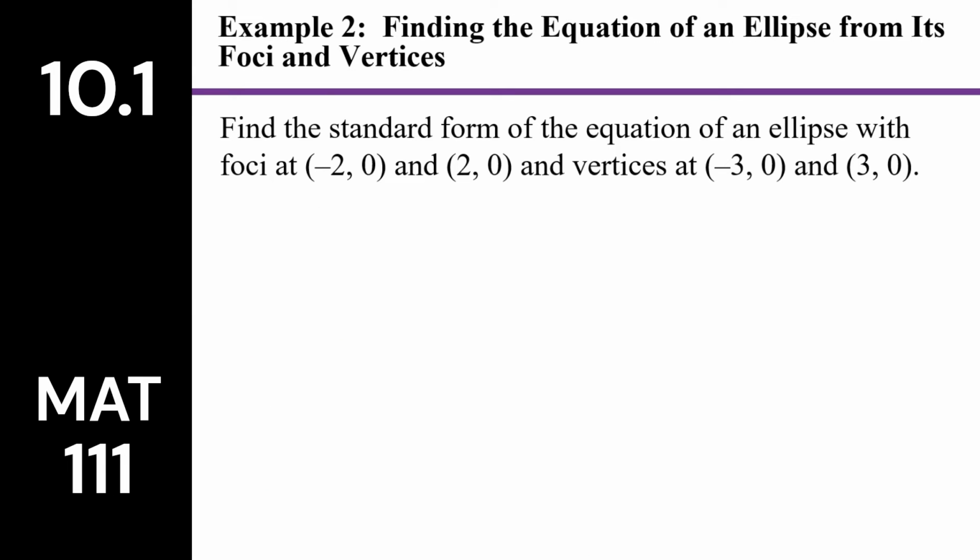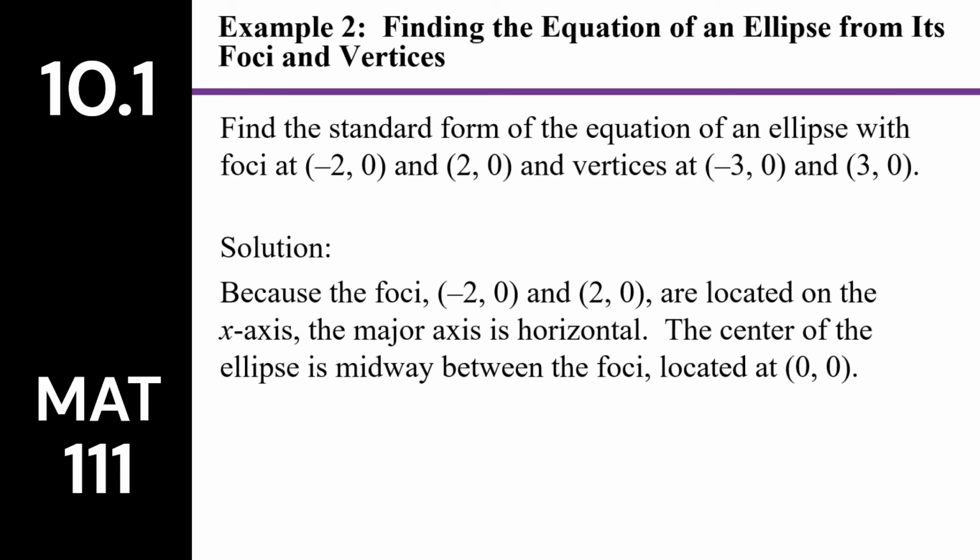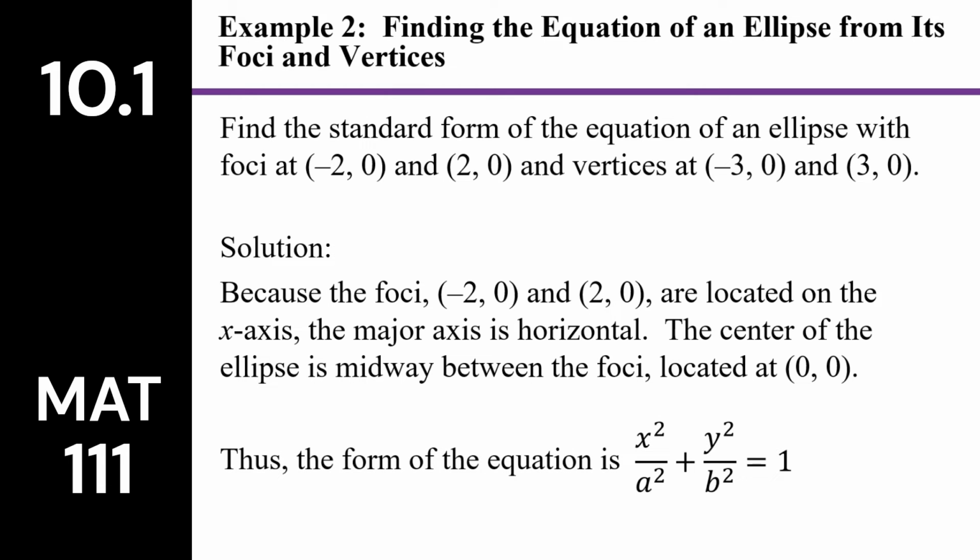Example 2. Find the standard form of the equation of an ellipse with foci at negative 2, 0 and 2, 0, and vertices at negative 3, 0 and 3, 0. Because the foci are located on the x-axis, the major axis is horizontal, and therefore the form of the equation will have the a squared underneath x squared.